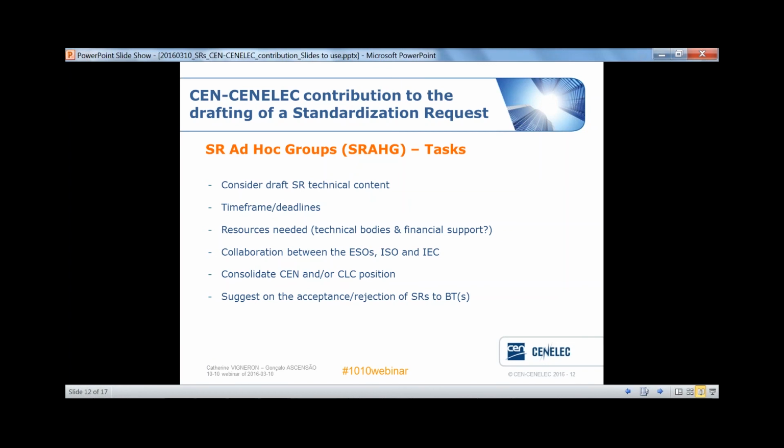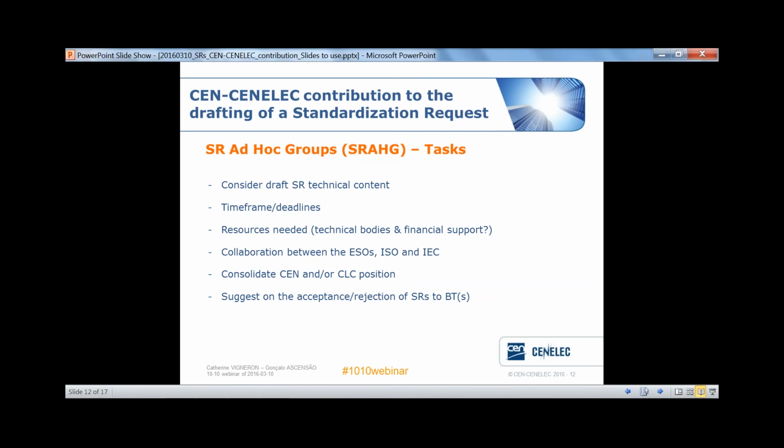Is there a need for collaboration between CEN-CENELEC and possibly also ETSI, or eventually at international level with ISO and IEC? As you know, in certain cases CENELEC works very closely with IEC, and CEN with ISO, so there are several common technical bodies, and in certain cases the work is done in parallel. So this is also important to take into consideration when we discuss the standardization request.